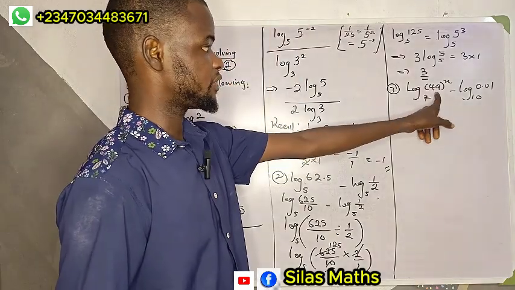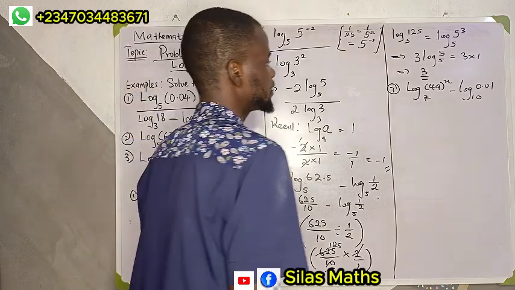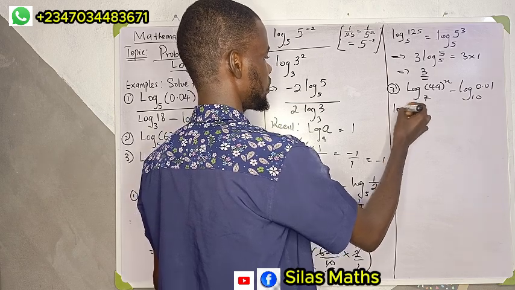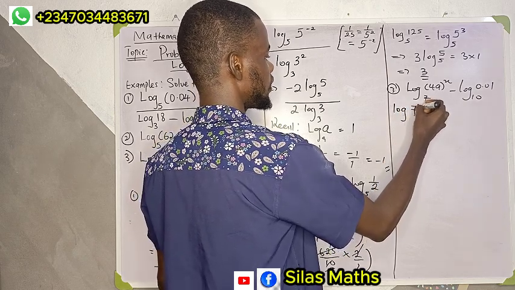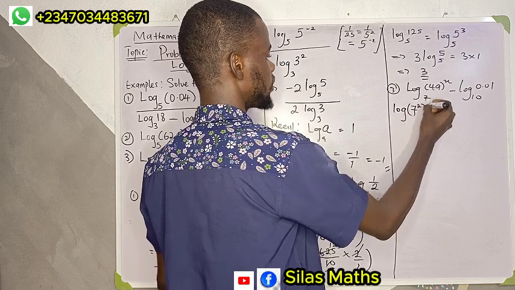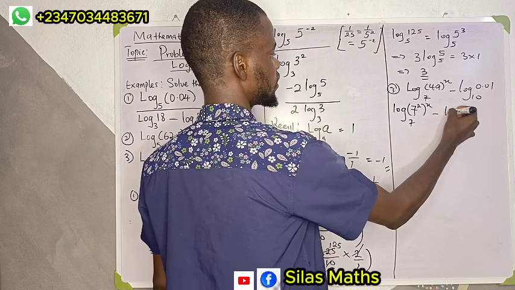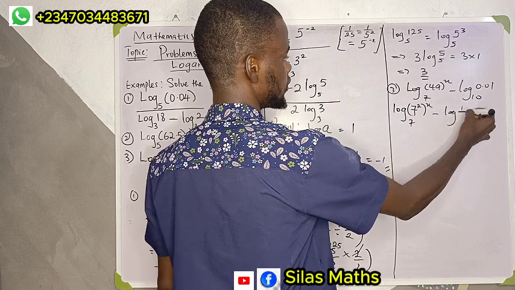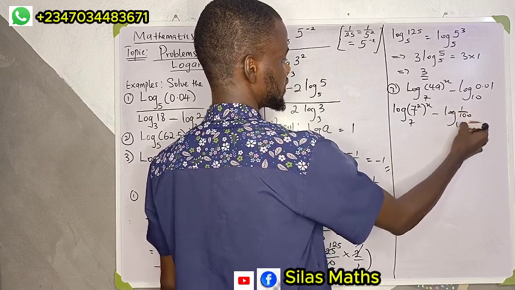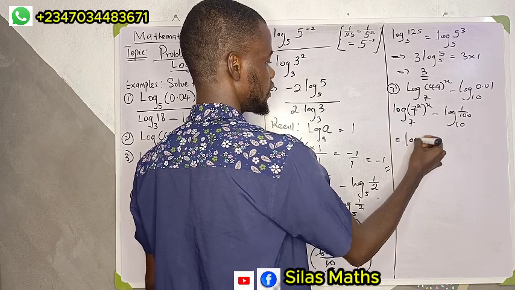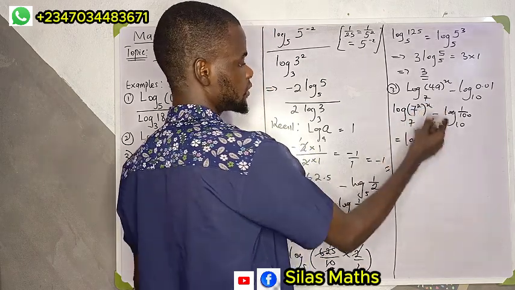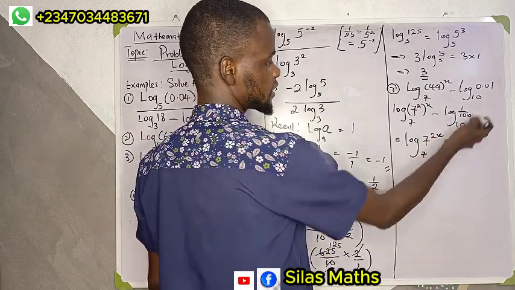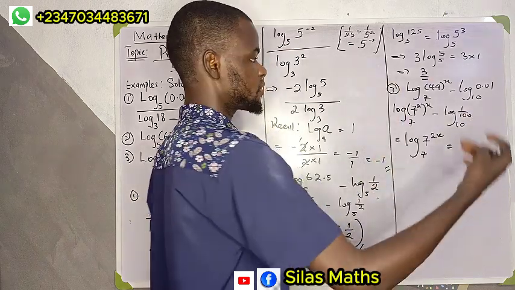So I can express 49 in multiples of 7. That is to say 7 times 7 will give us 49. So that is to say this log becomes log of 7 to the power of 2, all to the power of x base 7, minus log of, expressing 0.01 in form of a fraction, 1 over 100 base 10. So remember the power law. We have 7 to the power of 2x base 7. Then I can express 100 in form of 10 raised to the power of 2.